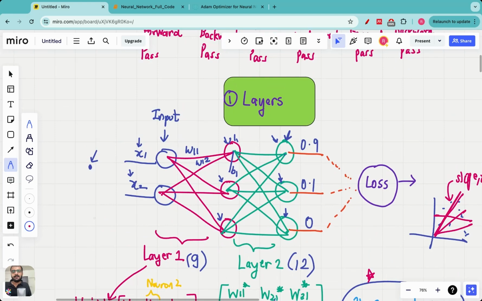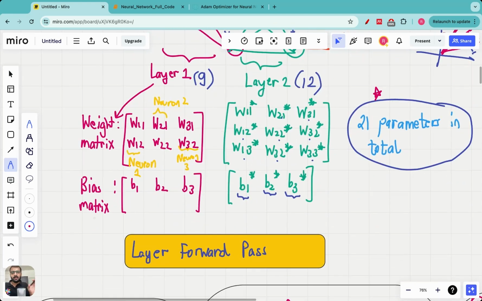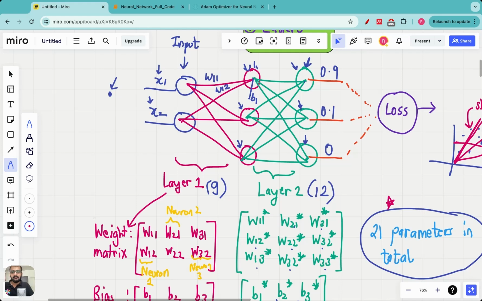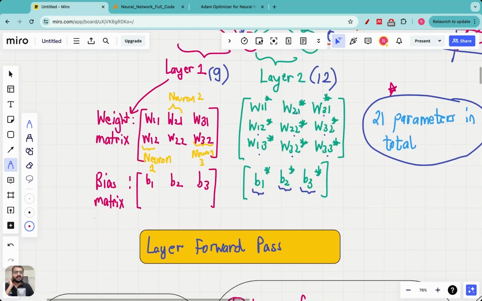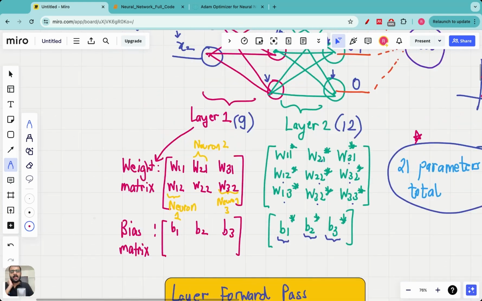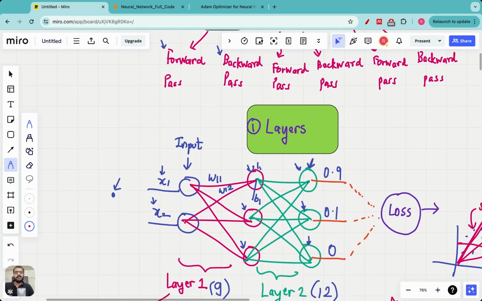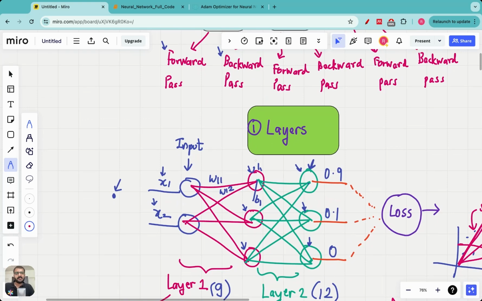So this is the neural network architecture and how it looks. Remember that neurons are the most fundamental building block. Neurons assemble together to form one layer. Multiple layers stack up together to form a stack of hidden layers, and then we have a loss function towards the end. Now, as I mentioned, every component over here, layers, activation function, and loss, will have a forward pass and a backward pass. So let me explain.